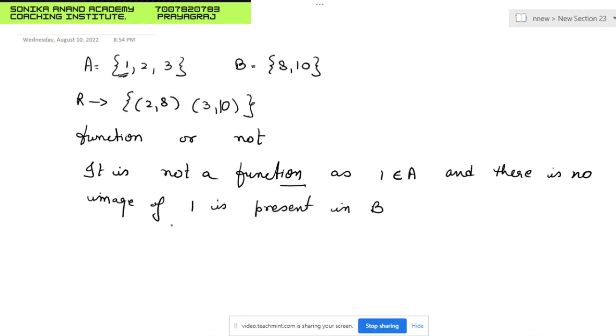Ritika, I think this is clear to you. Yes, ma'am. Now we proceed. Now one more example like this. Now we have a relation.